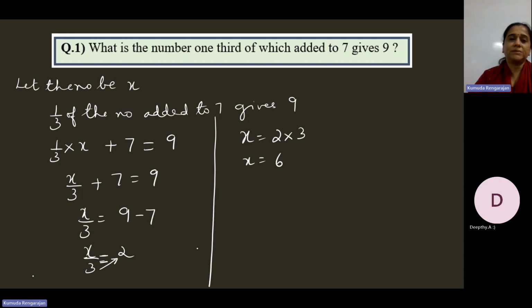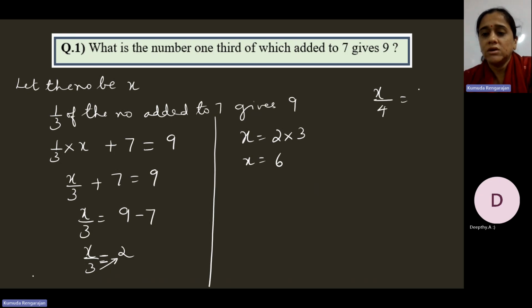See, when to cross multiply? To cross multiply, you should have only one fraction on the left hand side and one fraction on the right hand side. Like if you have x by 4 is equal to say 16 by 3. You have one fraction on the left hand side and one fraction on the right hand side, right? So now you can cross multiply.